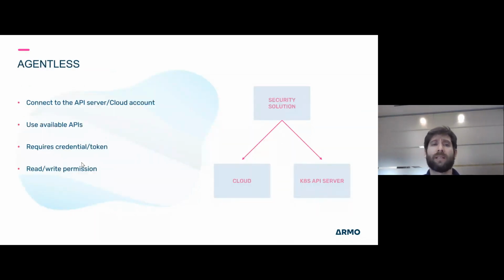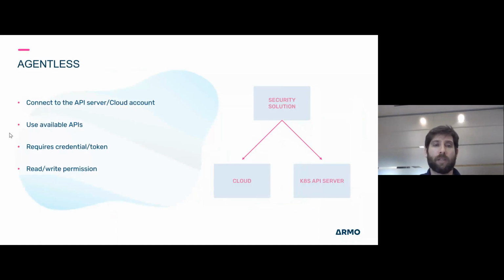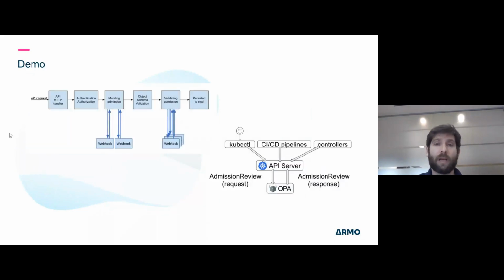So when we talk about the agentless, basically it connects to the API server or the cloud account. It uses the available APIs, and these APIs might change between different versions. It requires credentials or tokens in order to be able to get to your system or to the API. And it can run in read-only, or it can have read-write permissions. And with that, I want to show you the first example.